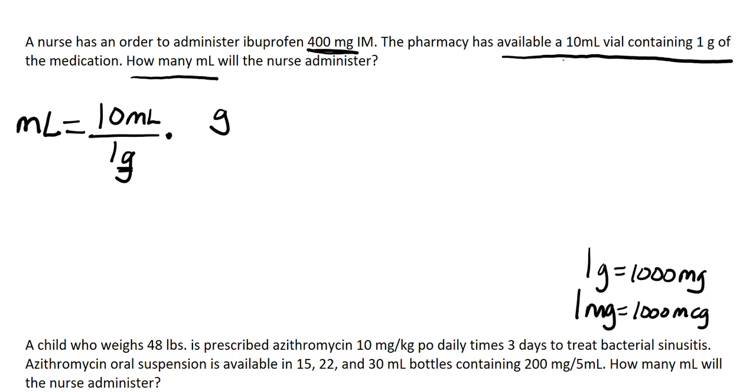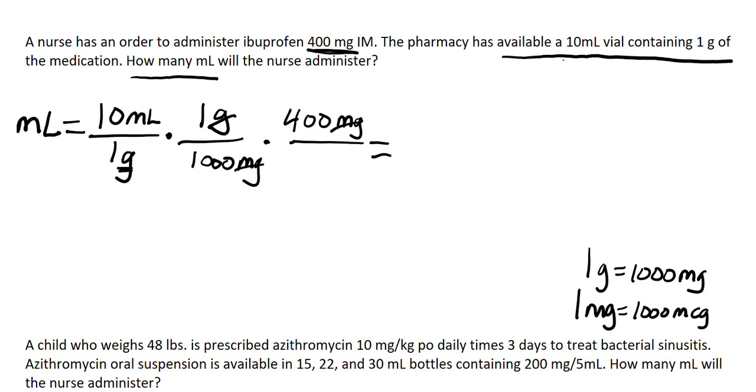conversion to use. So the good thing about dimensional analysis too is that you plug those conversions right into your problem. So 1 gram is to what? 1,000 milligrams. We put that right into our problem. Then we can pull milligrams out of our problem. He ordered 400 milligrams IM. So 400 milligrams. Now, let's see, we've canceled out grams, we canceled out milligrams, and we have milliliters left.